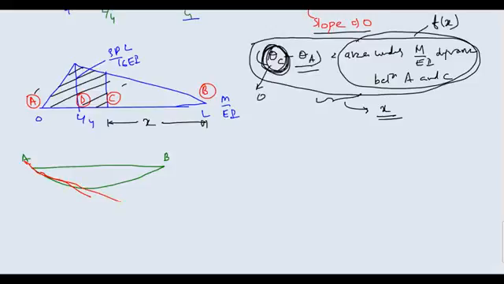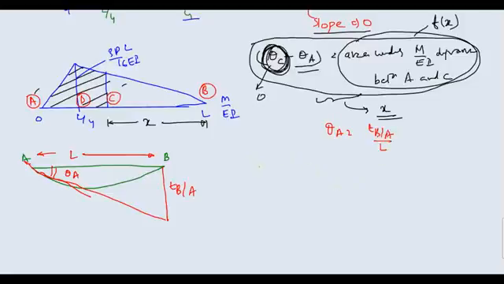You draw a tangent at A. What will be this value? This is nothing but TB upon A. This is L. Can you give me the value of theta A? Theta A is equal to TB by A divided by L. Now we need the value of TB upon A. TB upon A is nothing but this entire area and its moment about point B.